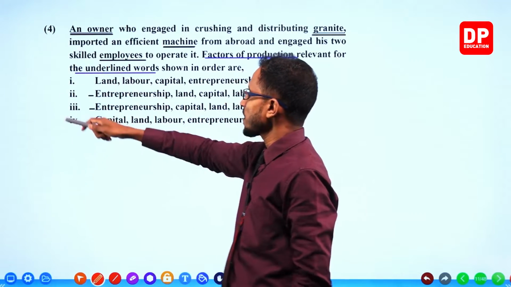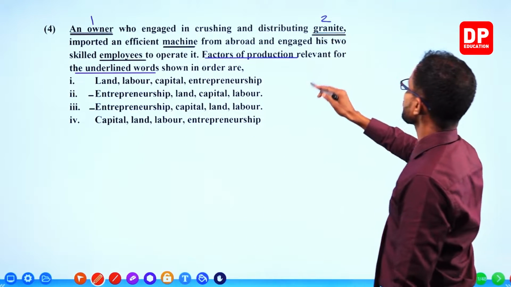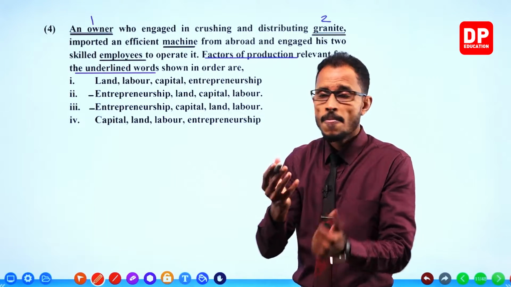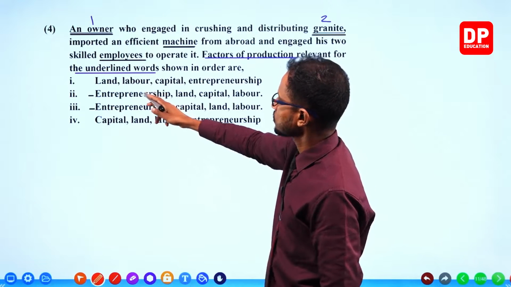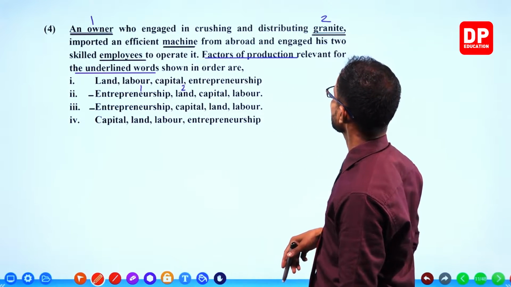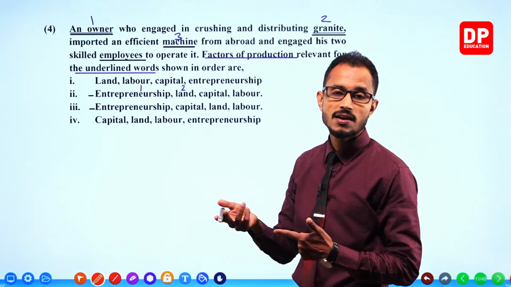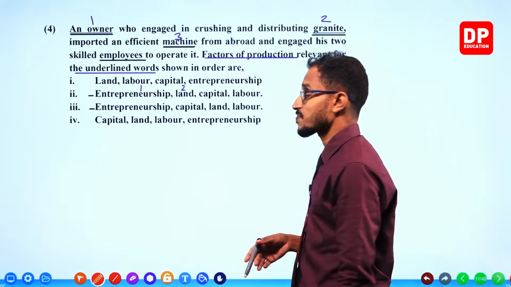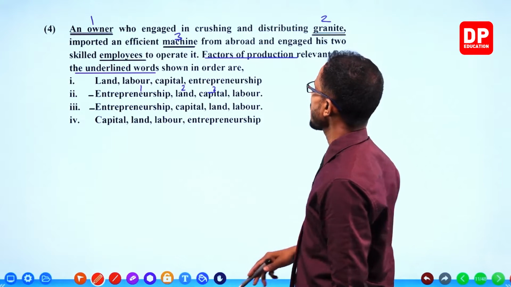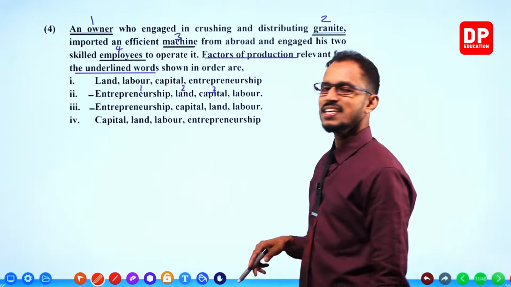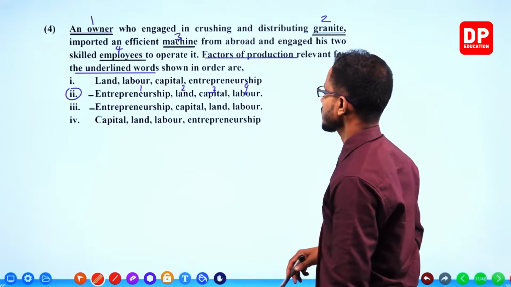Now the first underlined word is owner, that is entrepreneurship, obviously. Second underlined word is granite. Granite is 100% natural resource. Natural resources are categorized under land. So land is also there. Third underlined word is machine. Man-made resources involved in production, artificial resources, go under capital. So third one, capital, is also there. Fourth underlined word is employees. Employees means the human labor. This is the answer. Second answer.